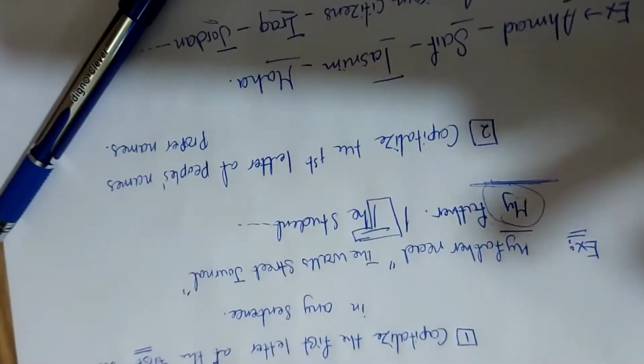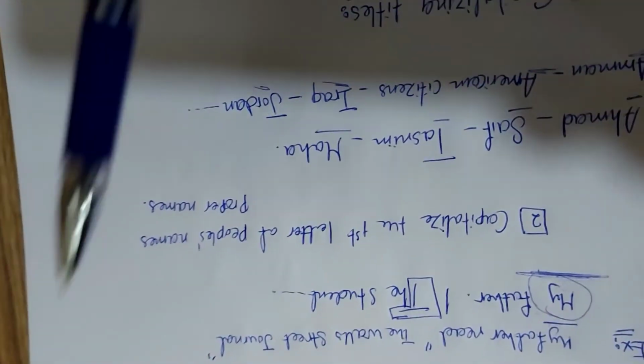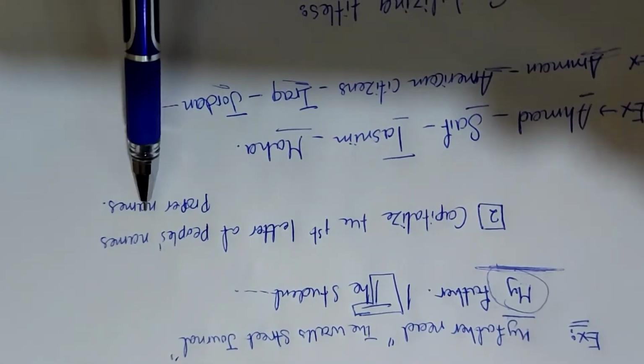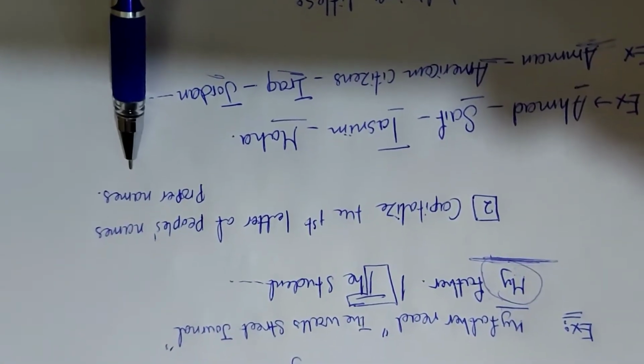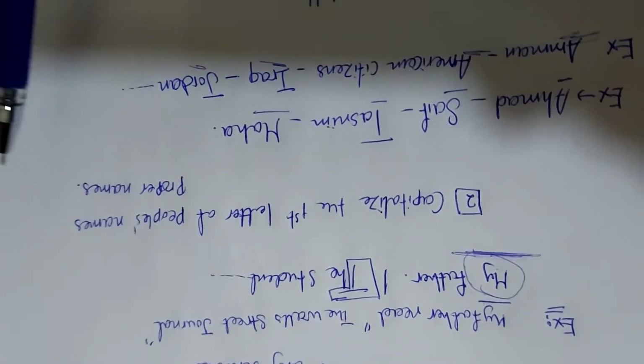Then capitalize the first letter of people's names or proper names. People's names, just like your name, my name. The proper names, just like also Amman, Jordan, Iraq, country name, river name, restaurant name, a school name, and so on.